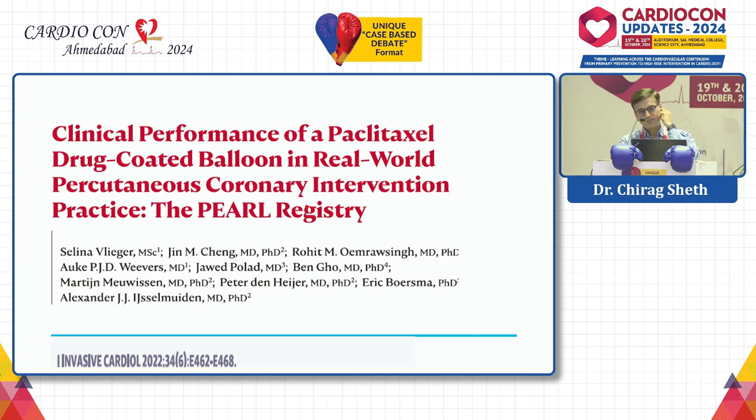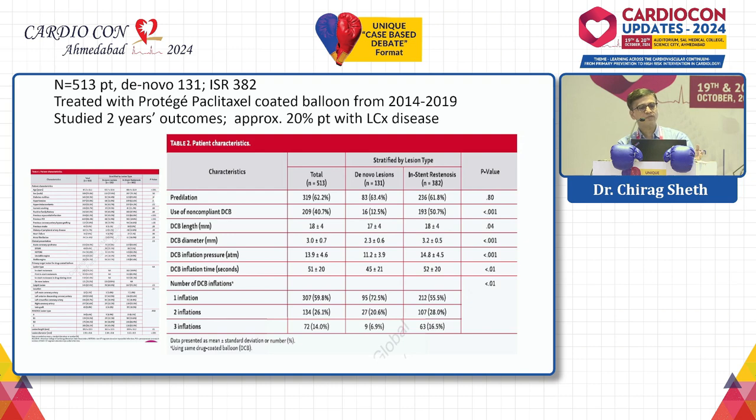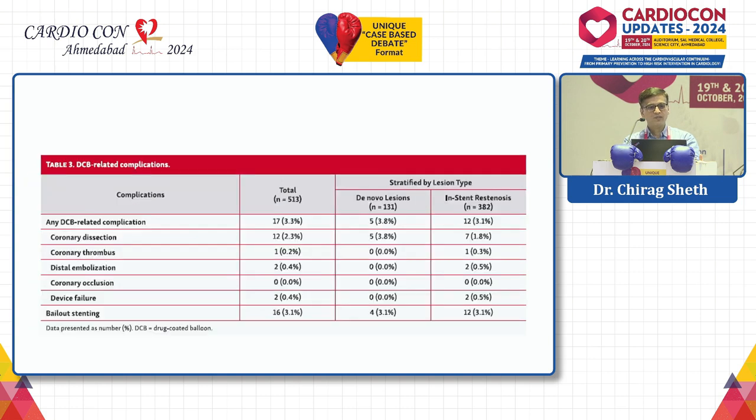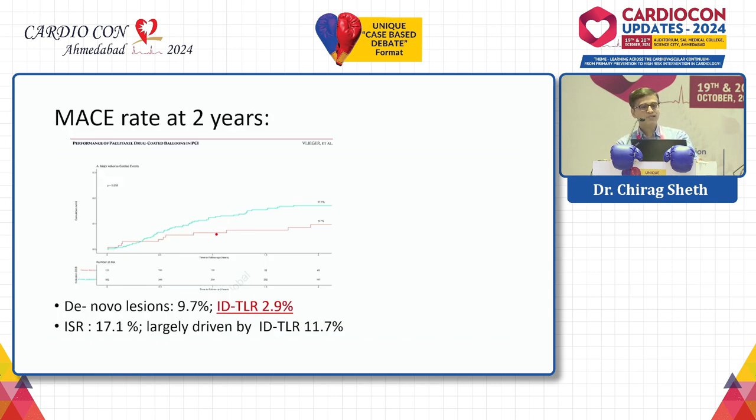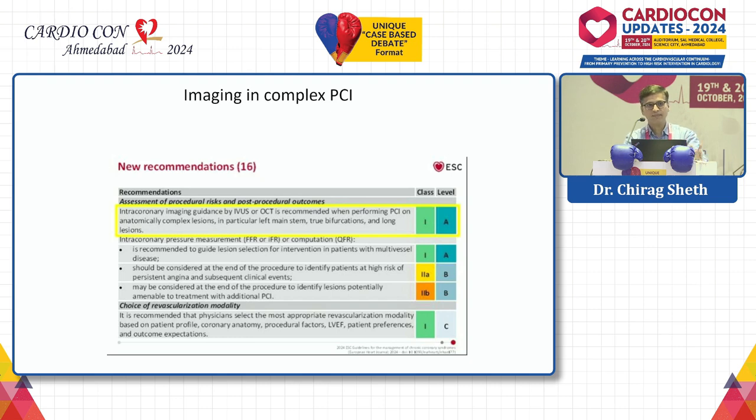So with this Protige balloon, which is paclitaxel eluting, there is PEARL registry data which has been published in almost more than 500 patients, out of which 131 were de novo and 380 with in-stent restenosis. In all these patients, if you see the technical DCB related complications, the numbers are really very small, 3.3%, and bailout stenting rate also very less, 3.1%. And if you look at MACE events at 2 years for the de novo lesions, ischemia-driven TLR rate is just 2.9%. So these are the factors which say that paclitaxel-coated balloon stands a chance in this kind of anatomy.